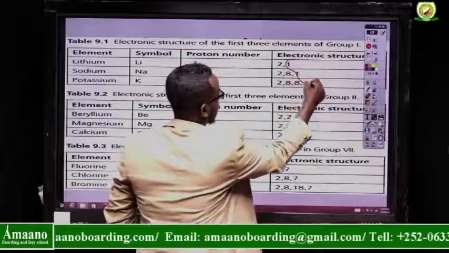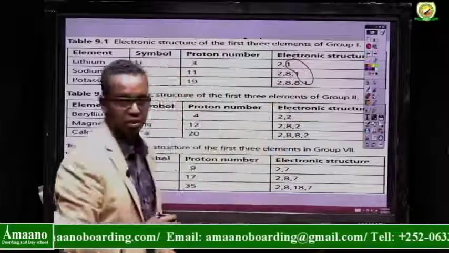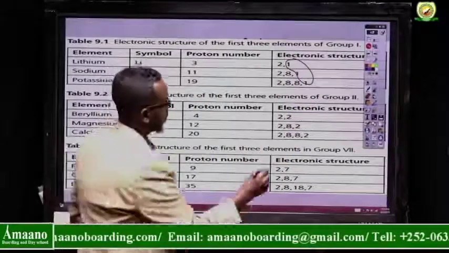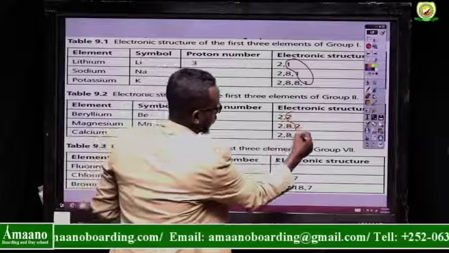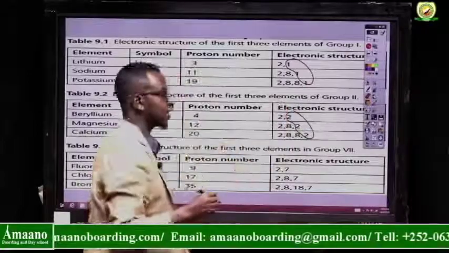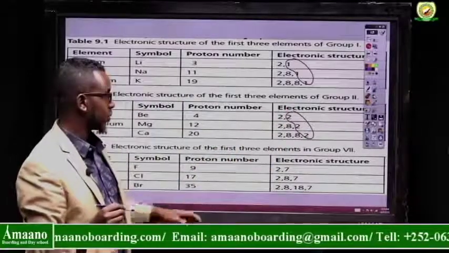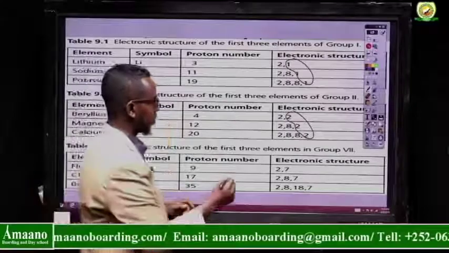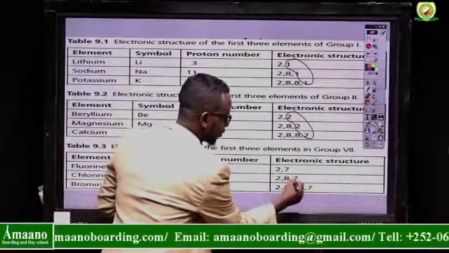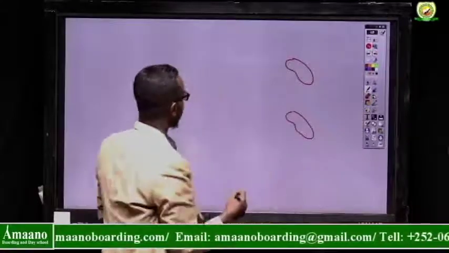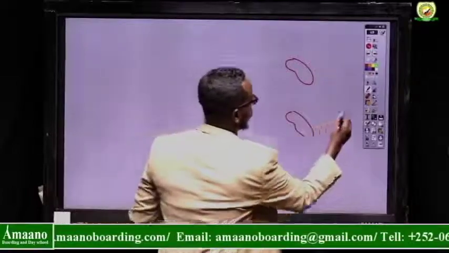Here you see they have 1 electron in their outer shells. They are in the same group. Here you have 2 electrons in their outer shells. They are in the same group. They belong to group 2. What about 7? 7 indicates group 7. So this indicates what? Group 7.